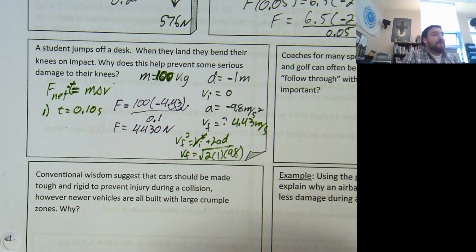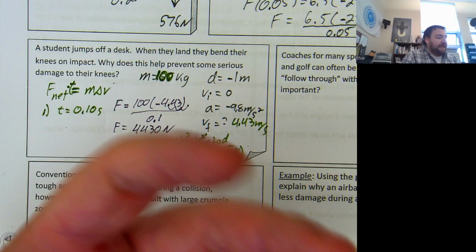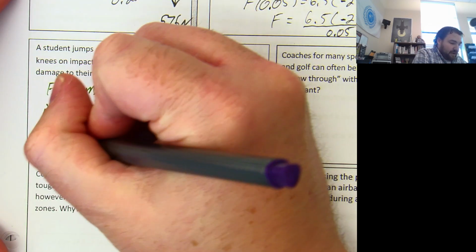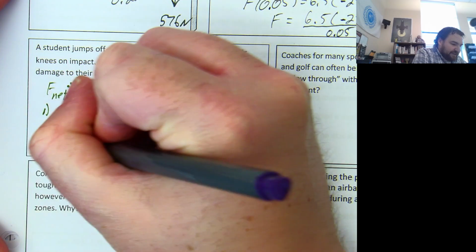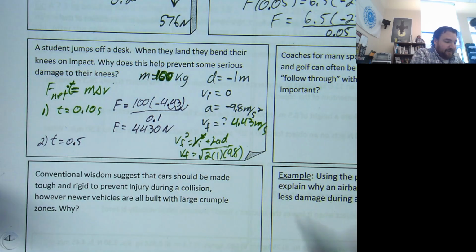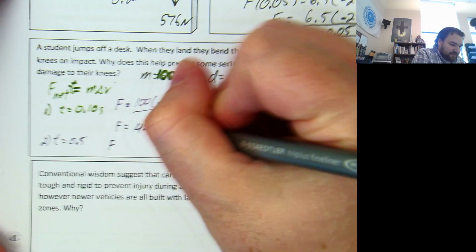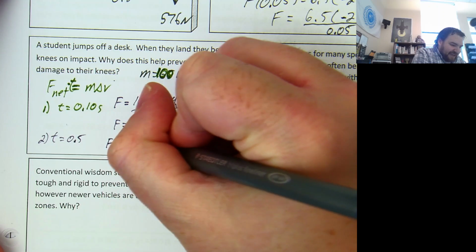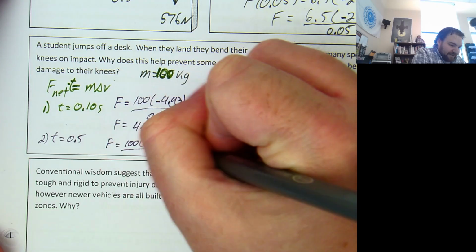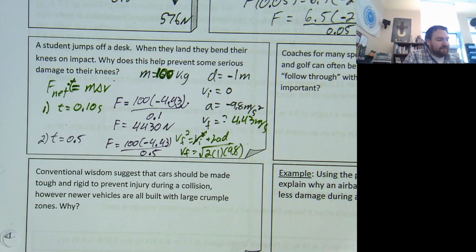What if I gave myself time to stop? What if I allowed the knees to bend? What if I gave myself, instead of 1/10 of a second, what if I increased it to 1/2 a second? What if instead time was allowed to be 0.5? The math stays the same, except that time increases, divided by 0.5.